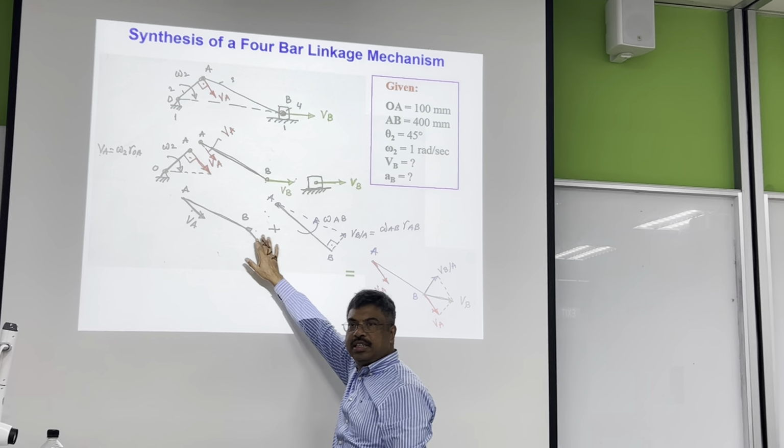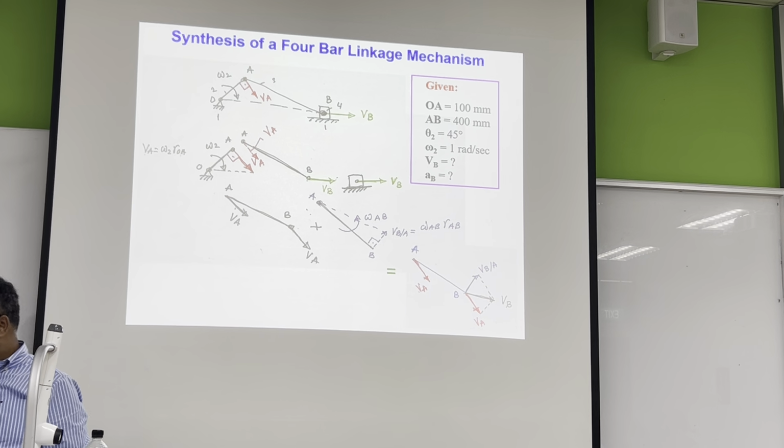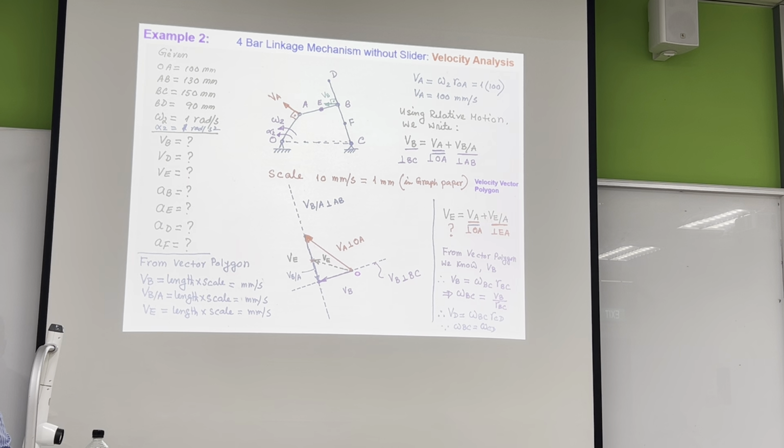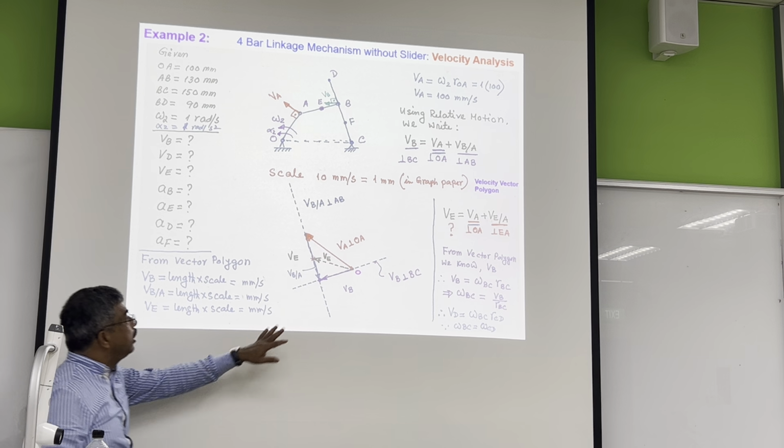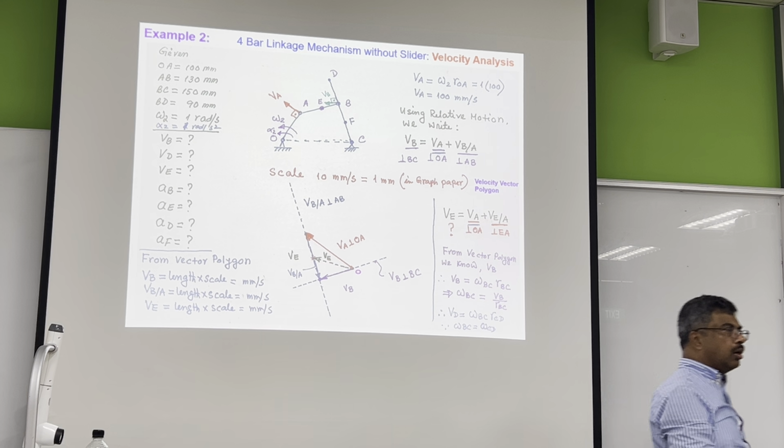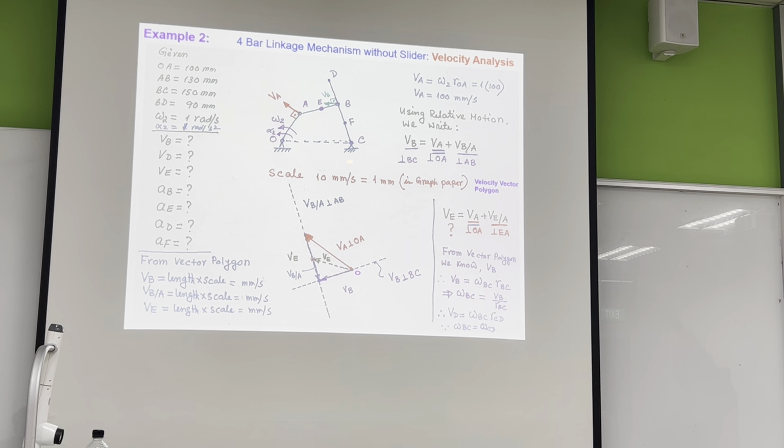The graphical method, this is the most important thing. All right, so we write here, yes, we know its direction. It is at a 90-degree angle to AB. Clear to everyone? It can go up or it can go down. We don't need to worry about that. Our vector polygon will tell us exactly which way it's going.